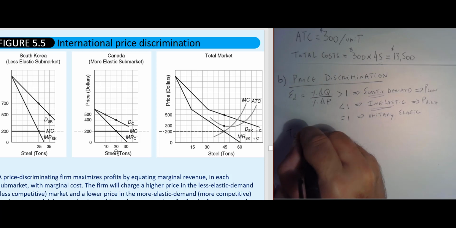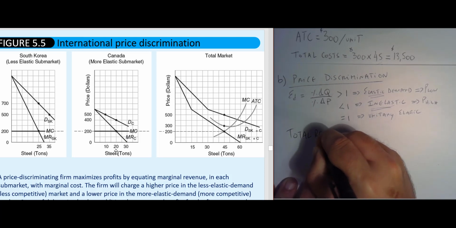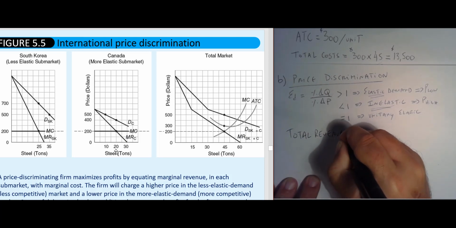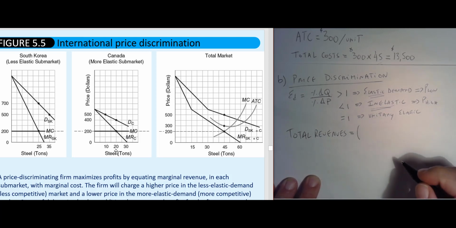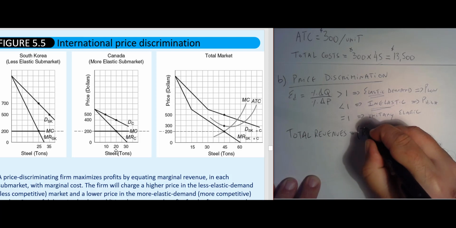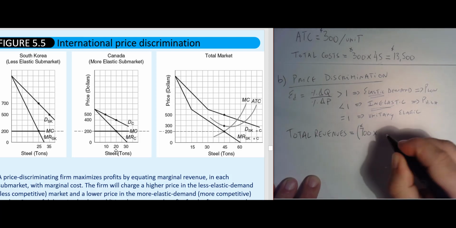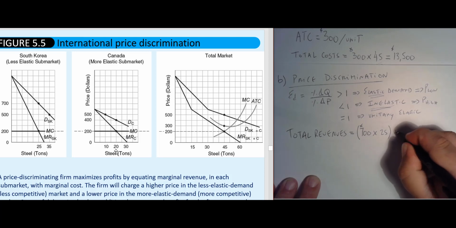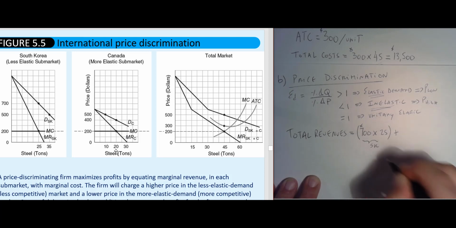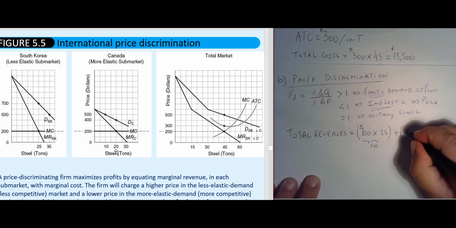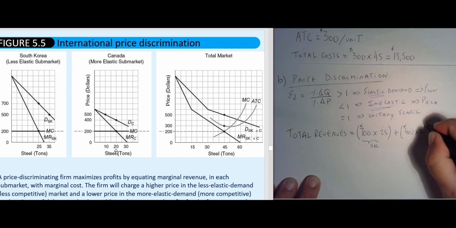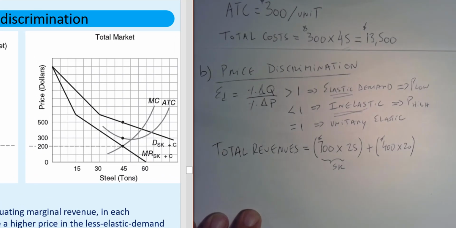So total revenues are equal to how much we make in South Korea. So it's $700 times the 25 units we now sell there. This is the South Korea component. And in Canada it's $400 times the 20 units that we now sell there.